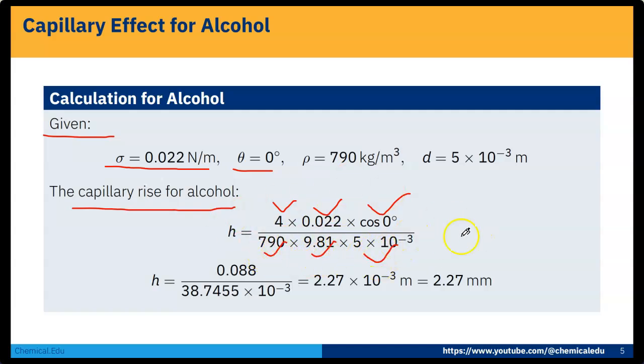Now after plugging in all these variable values and calculating H, H is 2.27 into 10 to the power minus 3 meter. If we convert meter to mm, that is 2.27 mm. So now the capillary rise for alcohol is 2.27 mm.